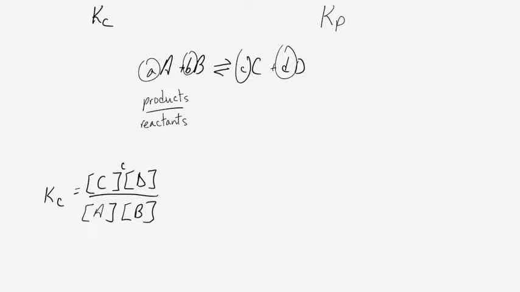The coefficient for the C term is c. The coefficient for the D term is d. A and B are similar. And the process is exactly the same for Kp. The only difference is that instead of concentrations, you use partial pressures. You can see that the general structure is the same for both Kc and Kp.